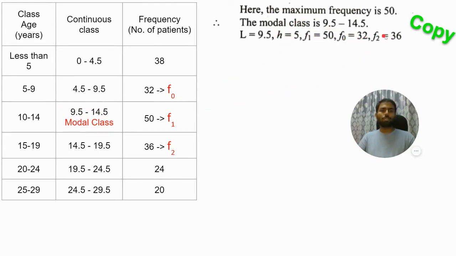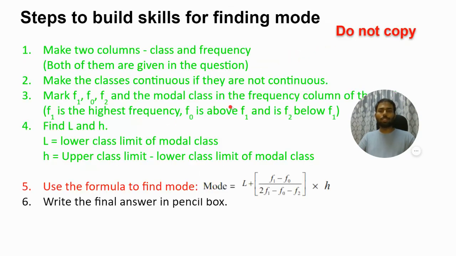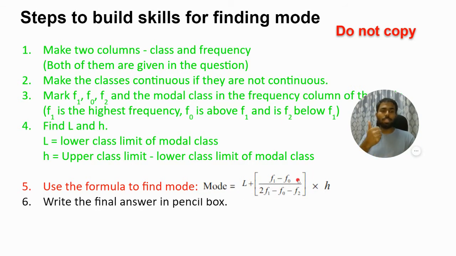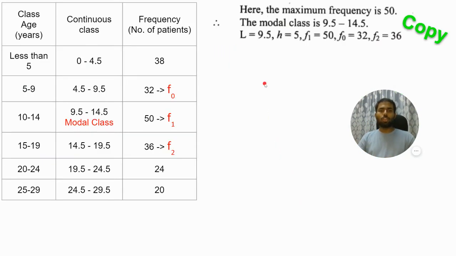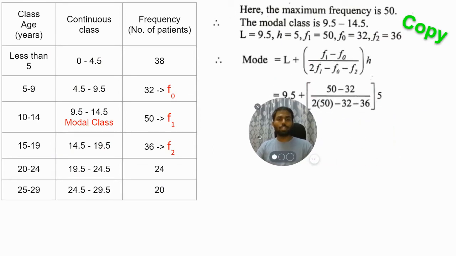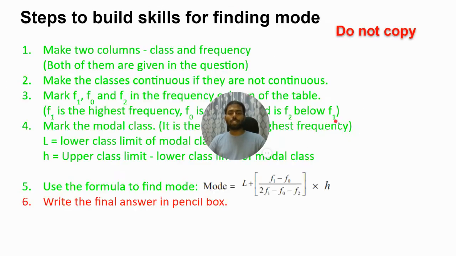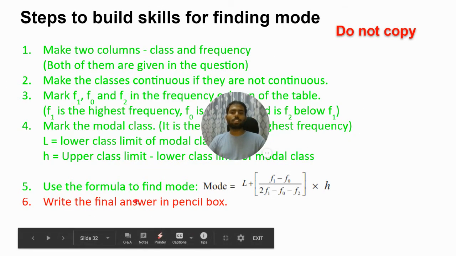F1 F0 F2 हम लोग ने ऑलरेडी find out कर लिया था, यहाँ पे mark कर दिया था. Next you will use the formula to find mode. So ये formula, again all the formulas have to be by heart. Okay, mean, median, mode तीनों के formulas by heart होने चाहिए. अगर वहीं पे mistake हो गया, you lose precious and easy marks. So now substitute values in the formula and start calculating, and then you will have to write the final answer. Okay, final answer in pencil box.